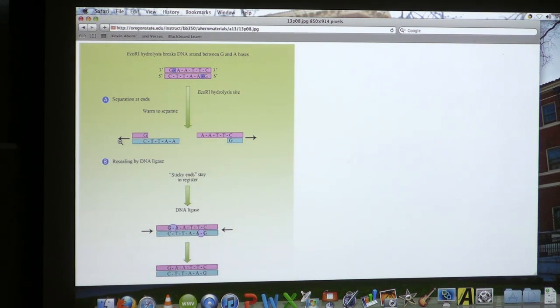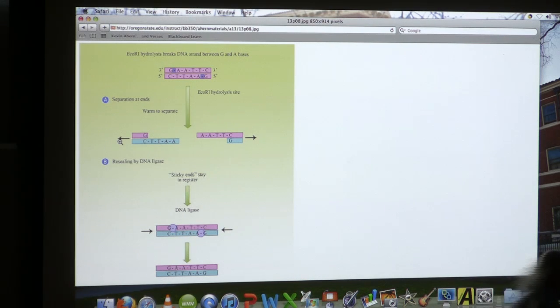There's no overhang. And the reason we know that overhangs are really useful is if we try to ligate together blunt ends, it's much less efficient. They don't go together very well. It's much easier to ligate sticky ends than it is blunt ends. We can still link them together, but the efficiency goes way, way down. So those sticky ends really do make a difference in helping us to join pieces together.